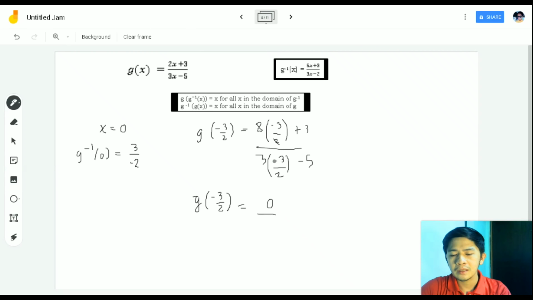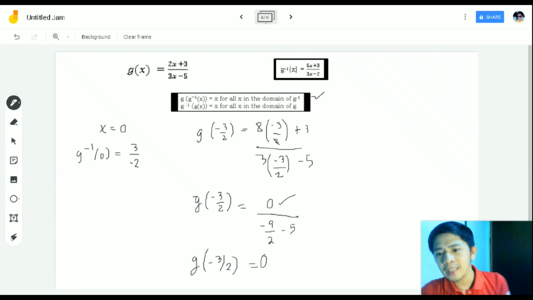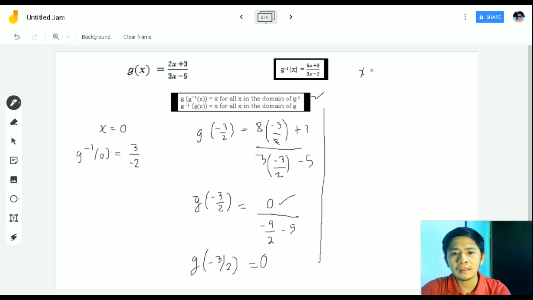over. So, dito naman, that is negative 9 over 2 minus 5. Okay, so from here, since the numerator is 0, that is already 0. So, therefore, okay na tayo sa first na property. Let us now have the second property, where g inverse of g of x equals to x. Let us use that your x is 0 pa rin. Kahit anong number naman pwede, but I'm just trying to use a value para mas mabilis nating masolve.